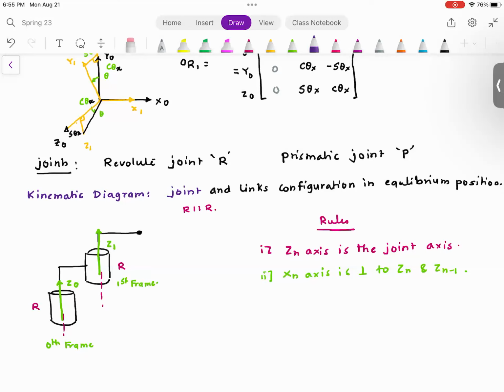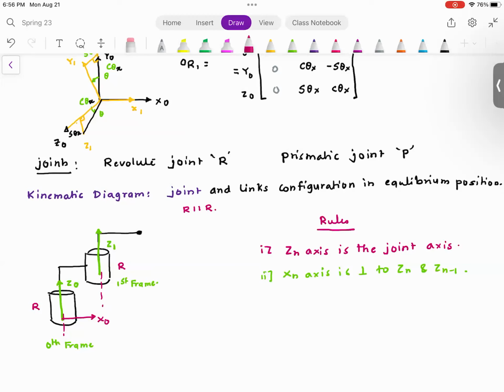So for the 0th frame, it does not matter. I would just draw my X0 wherever I want. I'm going to draw my X0 here, so that you have a choice. Please understand, you can draw X0 like this, or like this, like this. It does not matter. You agree with me? So I have just drawn X0 like this.